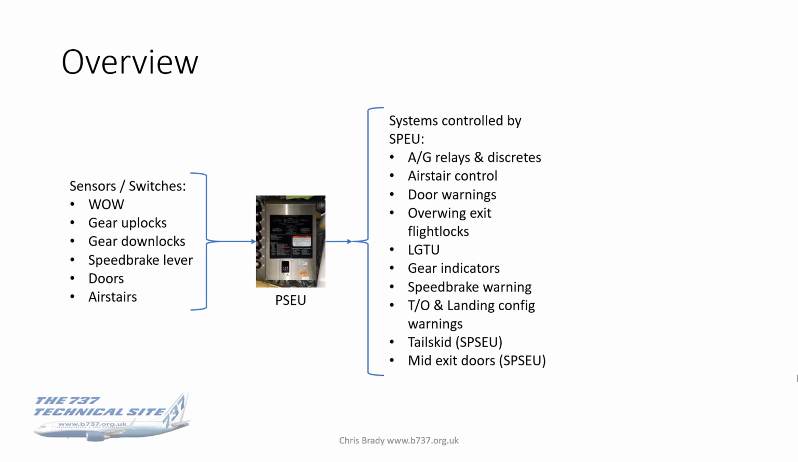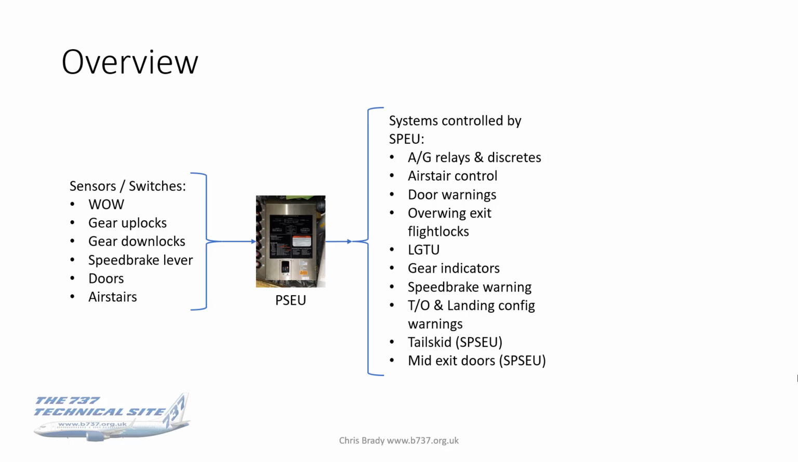So, by way of an overview, just to condense down what I've said there, the inputs to the PSEU are the following sort of sensors and switches: the weight on wheels, gear up locks, gear down locks, speed brake lever, again that's not on the MAX but I'll come on to that, doors and air stairs.